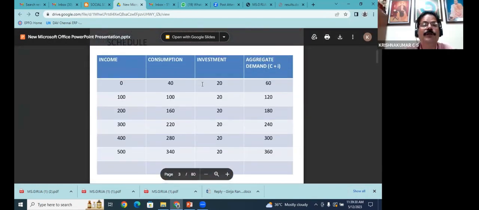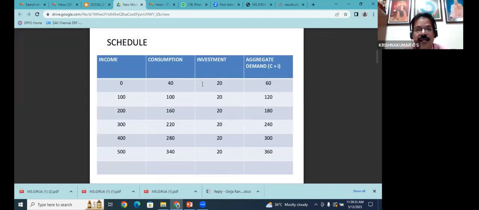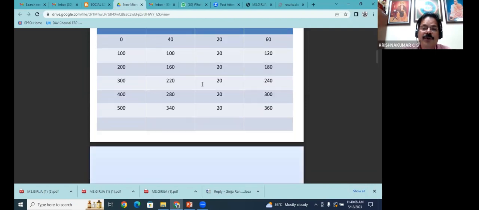See, this is the schedule. The schedule shows that even at zero level of income, consumption expenditure is there. That is what we call autonomous consumption. Investment is also autonomous. Whatever may be the level of income, investment is same. So C and I, if you add up, you will be getting aggregate demand. At zero income, consumption is 40, investment is 20, aggregate demand is 60. Next, income is 100, consumption is 100, investment is 20, so 120 is aggregate demand. So this schedule can be introduced to the children.